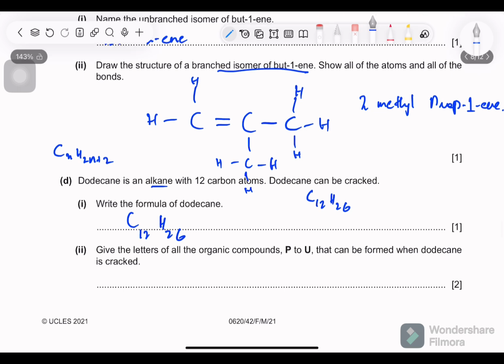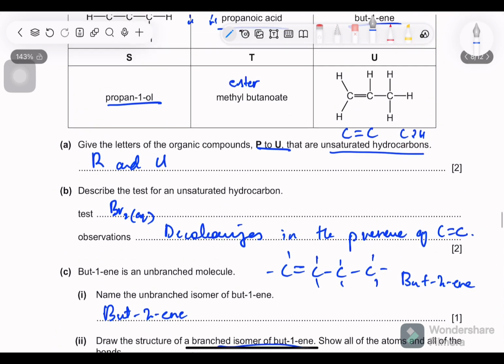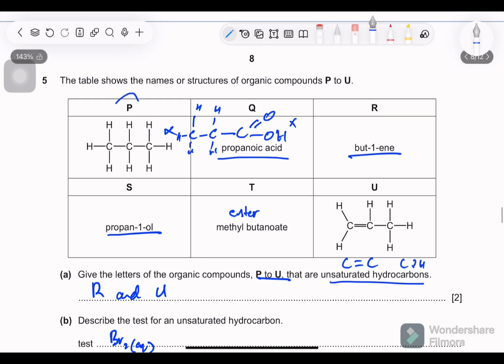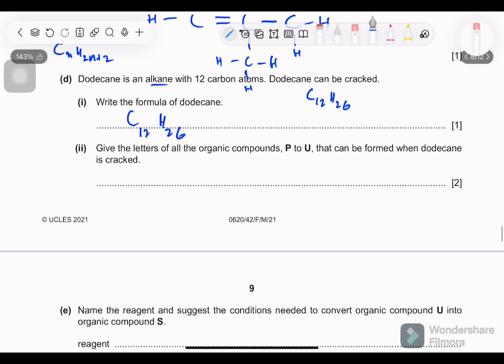Give the letters of all the organic compounds that can be formed when dodecane is cracked. Okay, so when a long chain molecule is cracked, smaller chain molecules form, and they are all hydrocarbons. Only hydrocarbons should be present. So P, R, and U, all of them can be formed because they all contain 3 or 4 carbon atoms. So they can be formed from a 12 carbon atom chain. So P, R, U.